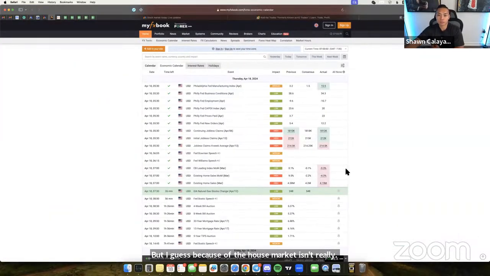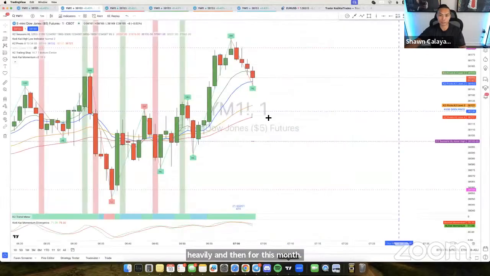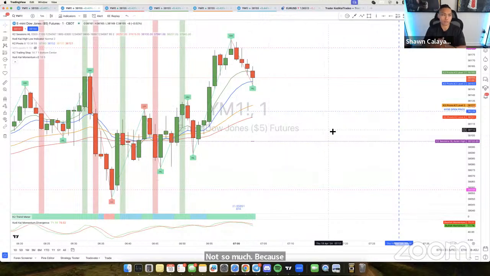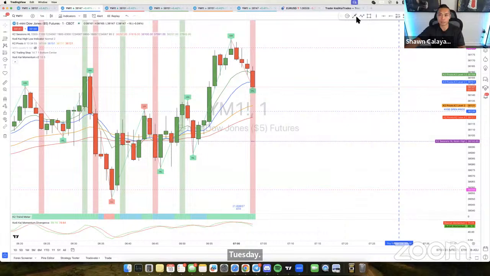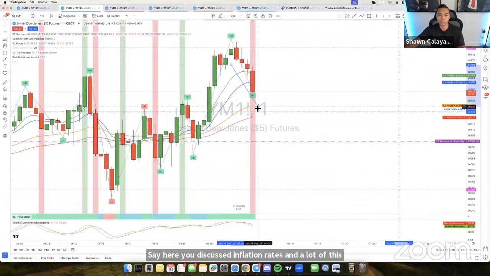So the thing is, I think in the last couple of weeks they released interest rate news with the CPI, and that's what caused price to move heavily. And then for this month, not so much because the interest rate news is already out. And I think Powell spoke. I don't know if Powell spoke on Monday or Tuesday. So Powell spoke on Monday and Tuesday. He already discussed inflation rates and a lot of this news after, and you can see price is reacting to it. It's just not a super spike that we were expecting.